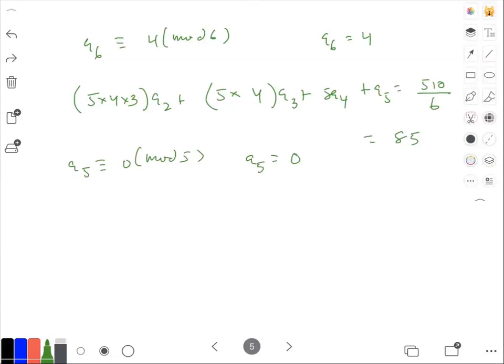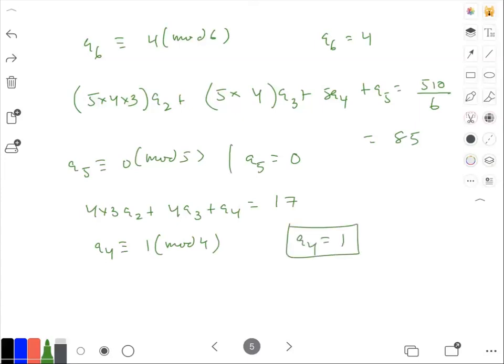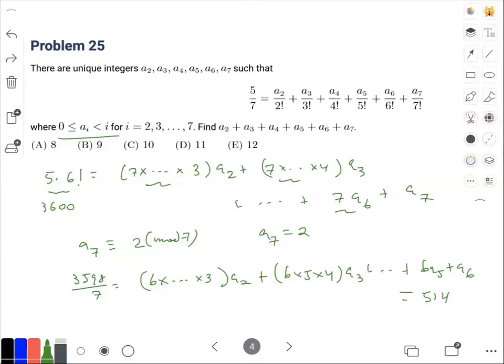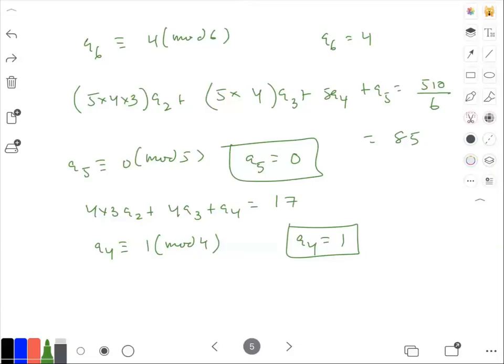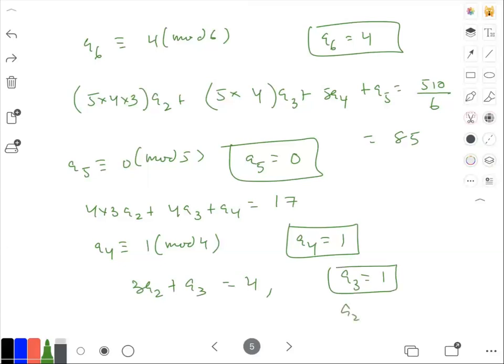Now dividing out by 5, we get 4 times 3 a2 plus 4 a3 plus a4 is equal to 17. Then mod 4 gives us a4 is 1 mod 4. By the restriction, we know a4 is 1. Therefore, 3a2 plus a3 is equal to 4. From there, we can take mod 3, or we can easily see that a3 has to be 1 and a2 has to be 1.